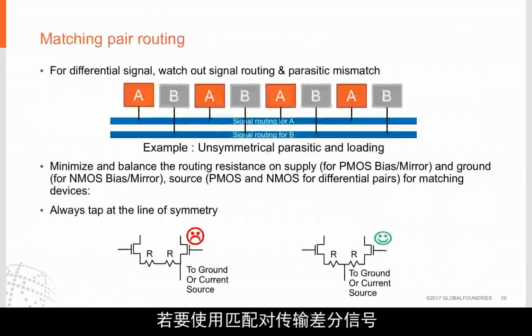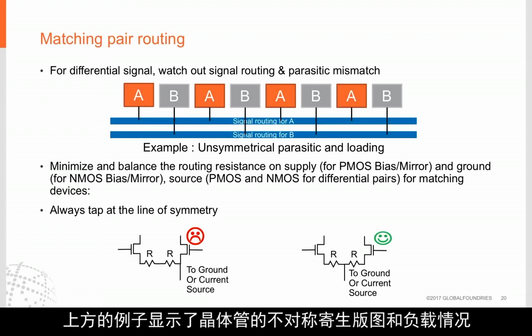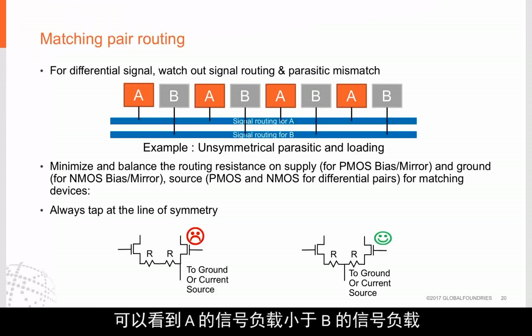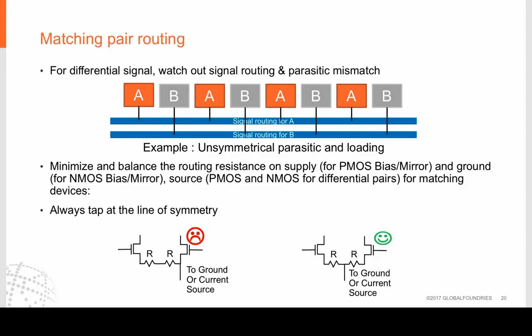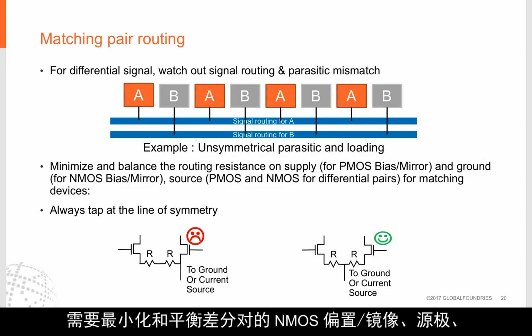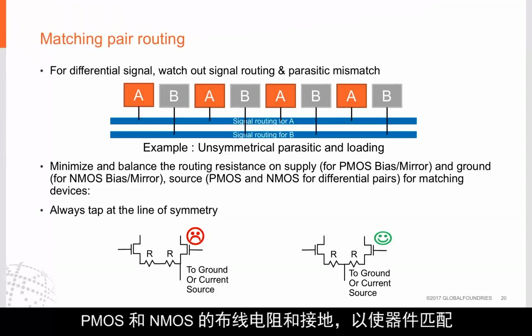When you're trying to use matched pairs for differential signals, you need to be careful about the signal routing and the parasitic mismatch. The example on the top shows unsymmetrical parasitic layout and loading for the transistors. You can see that the load on the signal for A is less than the load on the signal for B. You need to minimize and balance the routing resistance and the ground for the NMOS bias mirror, the source, the PMOS and NMOS for the differential pairs for matching devices.